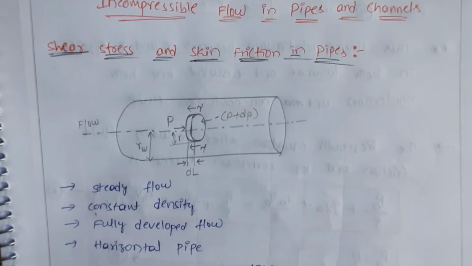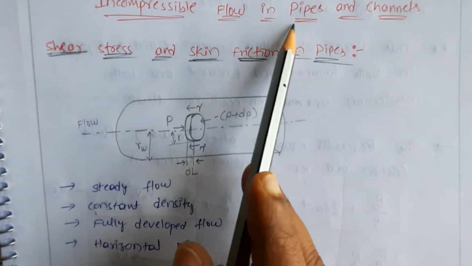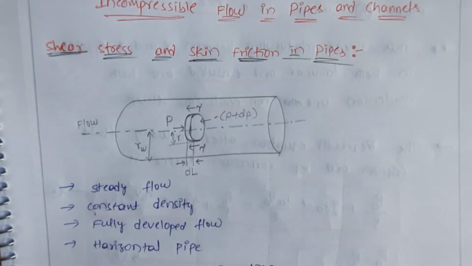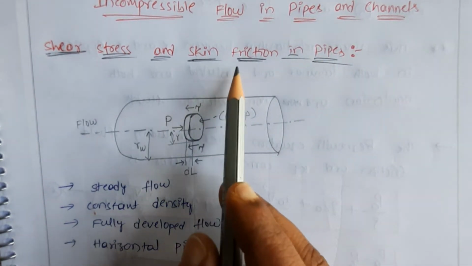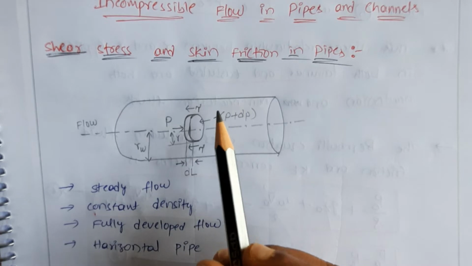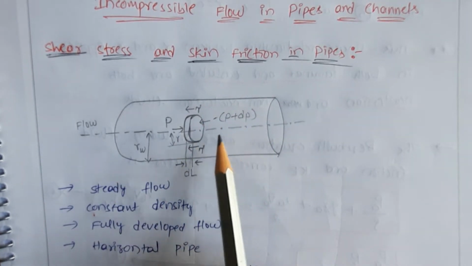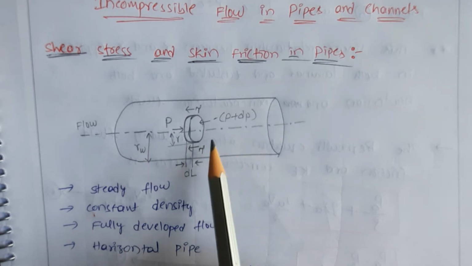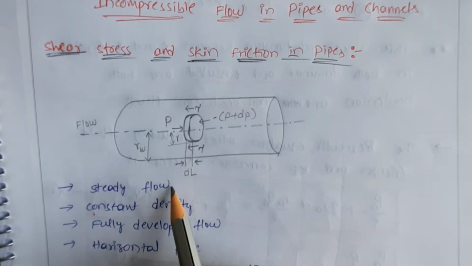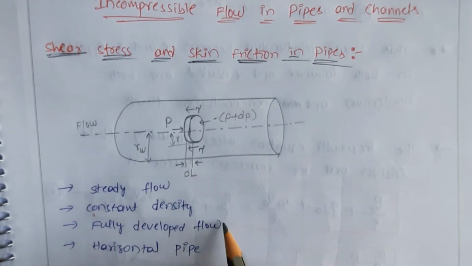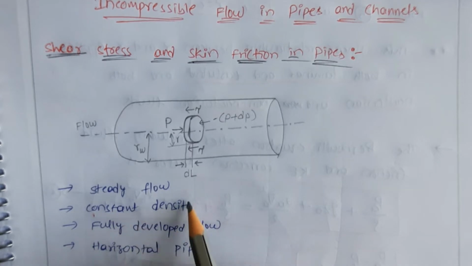Okay, this comes under incompressible flow in pipes and channels. So in that we will see the shear stress and skin friction in pipes. For that, consider a horizontal tube or pipe in which the fluid is flowing. The flow is steady and fully developed, and the density of the fluid is constant.